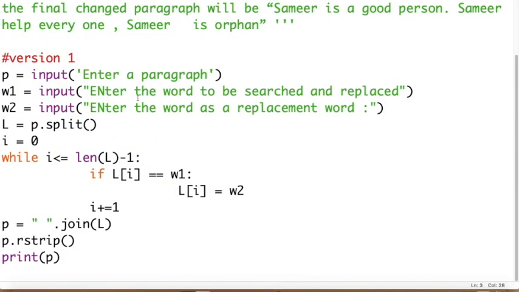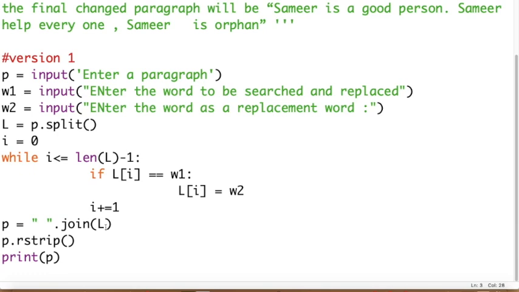Now this is the code. Let us understand what I have done. Again I am explaining, I have inputted a paragraph, I have inputted two words. Now what I did, I split the paragraph into a list, right? And then iterated a while loop through the list and compared each of the words present in this list with W1. If it is found to be matching, then I just replaced it with W2, right? And iterating up to the last of the list, I am coming out of the while loop. And after coming out of the while loop, my list contains the replaced words, right? My list now contains the replaced word.